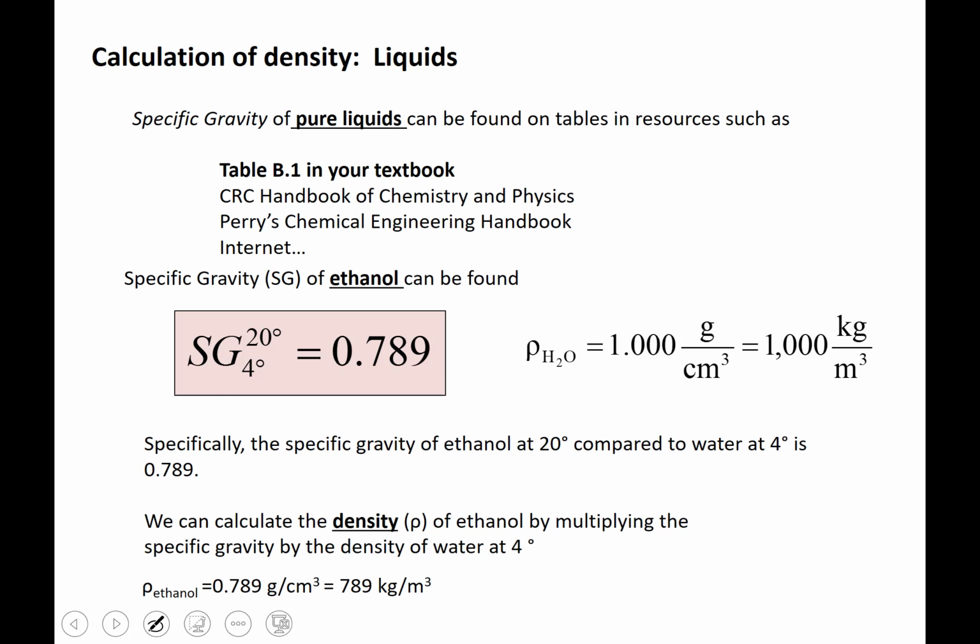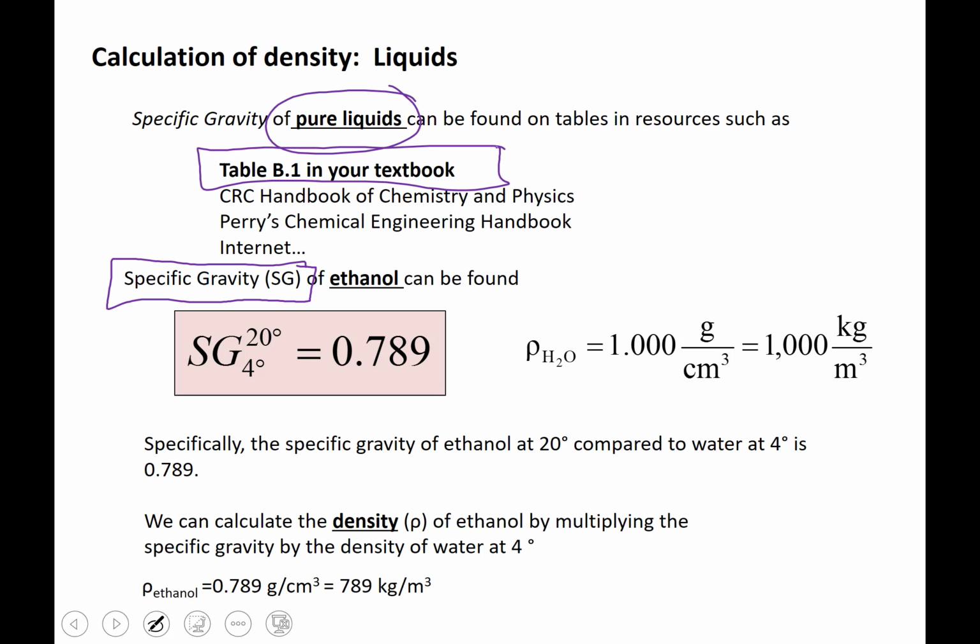So when we determine the density of a liquid, we need to know something about it. And this is going to be found from the specific gravity, which you can find for many pure liquids on Table B.1 in your textbook. You can also look online or in the CRC Handbook of Chemistry and Physics and other places. So here's an example.